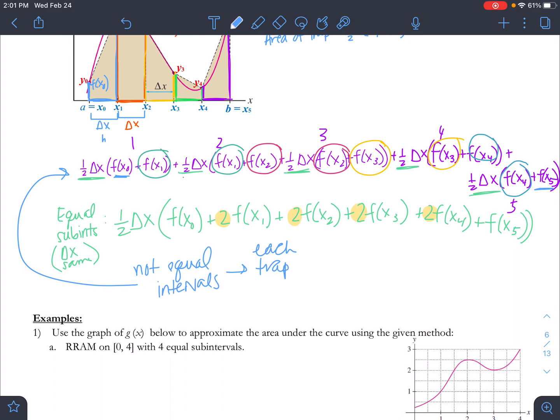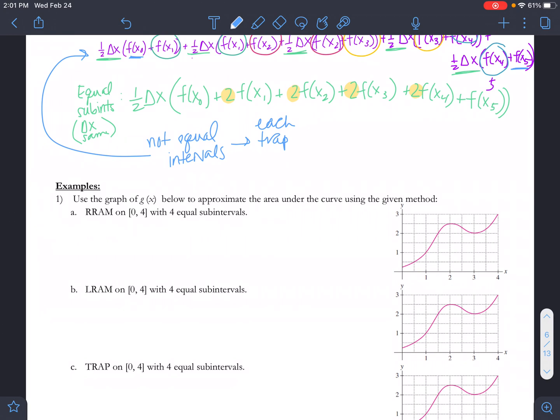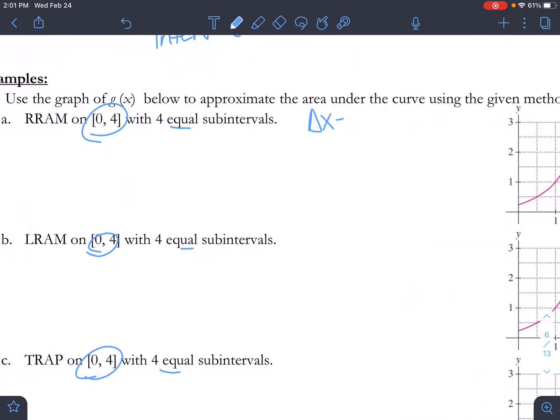All right. So we're going to try a little example here: one RRAM, one LRAM, and then a trapezoid. So this will be a little bit of review. Okay, so RRAM from 0 to 4, and all of these are 0 to 4, and we're doing 4 equal subintervals. So the nice thing is delta x will be the same for all of these. And delta x, remember, we do 4 minus 0 over the number of intervals, so 1.